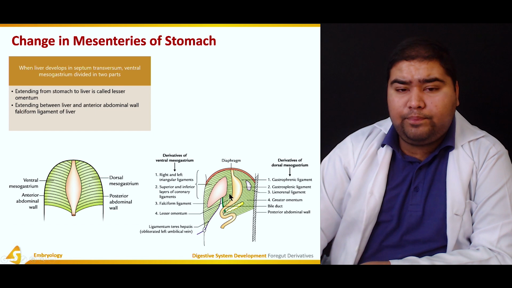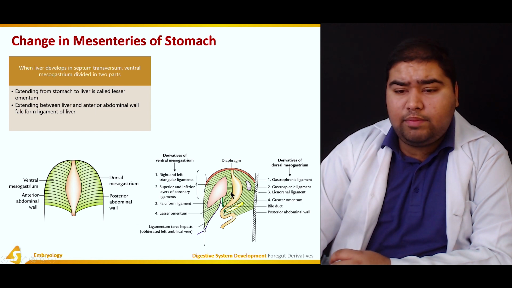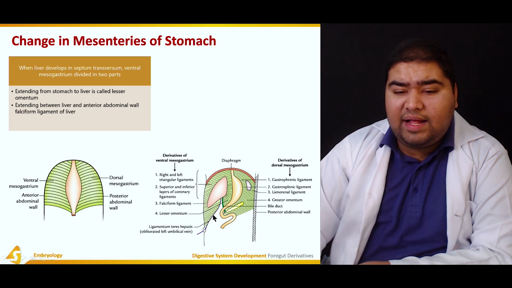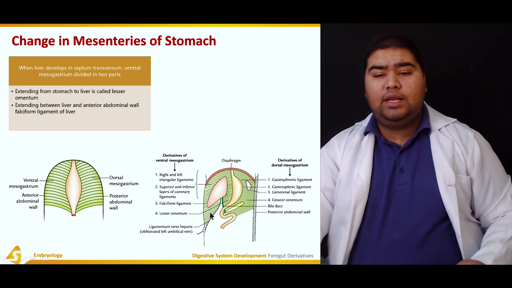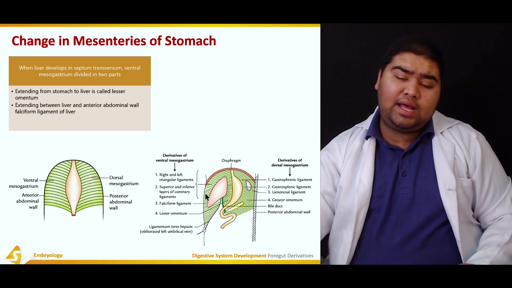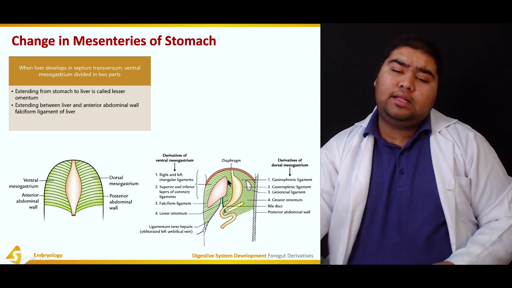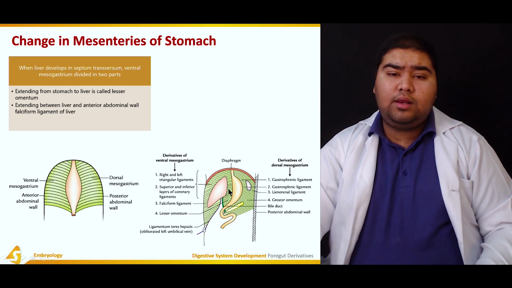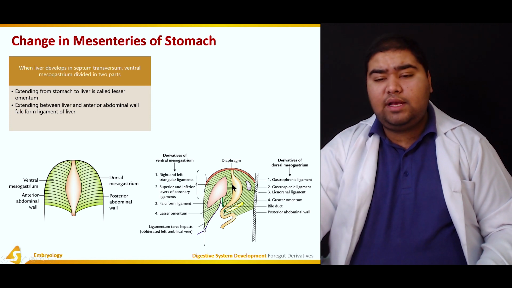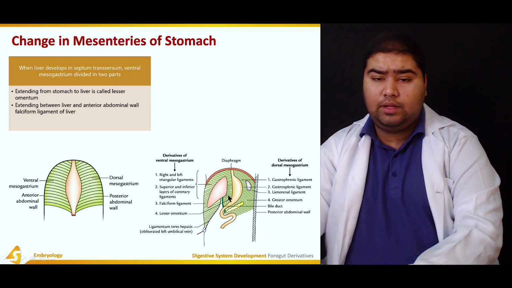Extending between the liver and the anterior abdominal wall is the falciform ligament of the liver. This falciform ligament extends from the liver to the anterior abdominal wall. The part of the ventral mesogastrium which extends from the lesser curvature of the stomach to the liver is known as the lesser omentum.